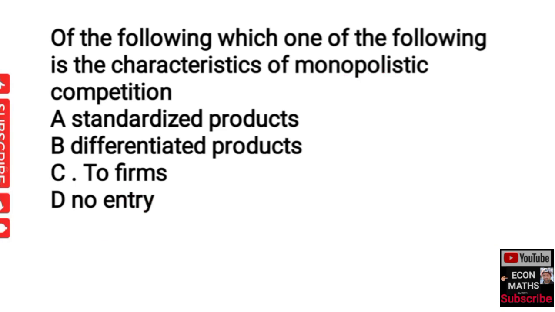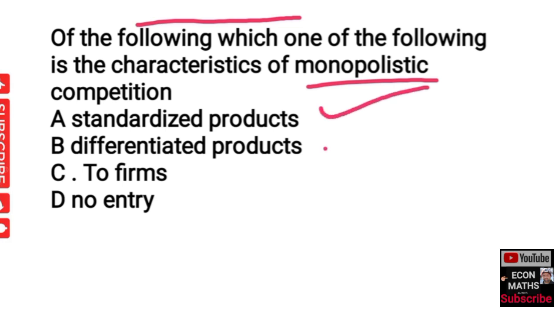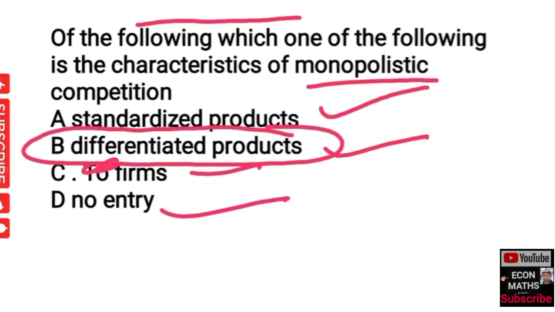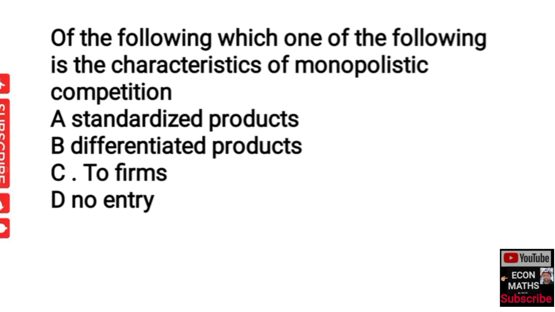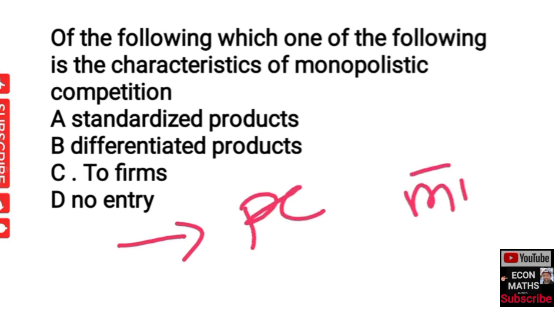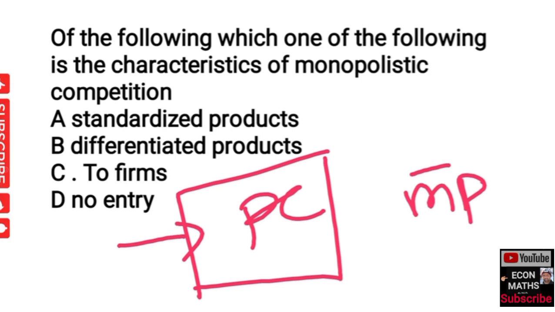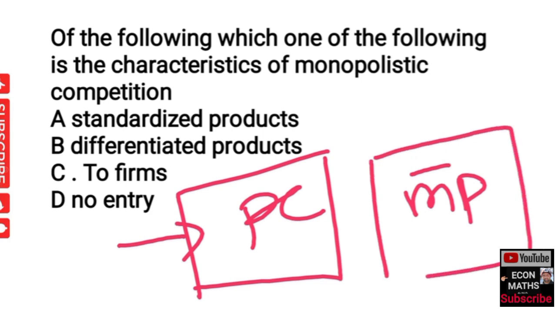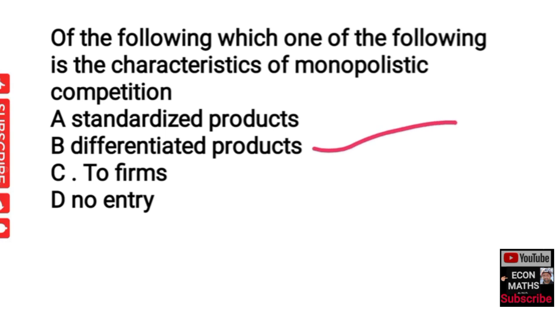Next question: which one of the following is a characteristic of monopolistic competition? So what are the characteristics of monopolistic competition? The options are standardized products, differentiated products, too many firms, and no entry. The correct option is differentiated products. It has some properties of perfect competition and some properties of monopoly. So we have differentiated products and a large number of firms in case of monopolistic competition. So the correct option should be differentiated products.